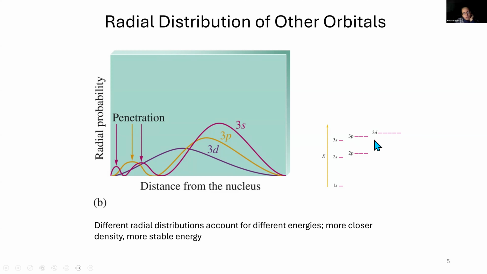And then when we get to 3, we're going to have the s, p, and d orbitals available. So you see we have these different ones, and we have these higher energies available to it than for the lower ones.